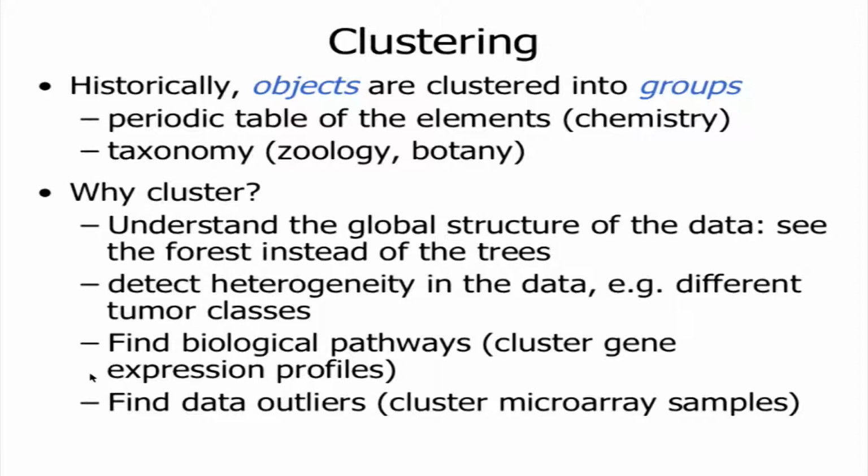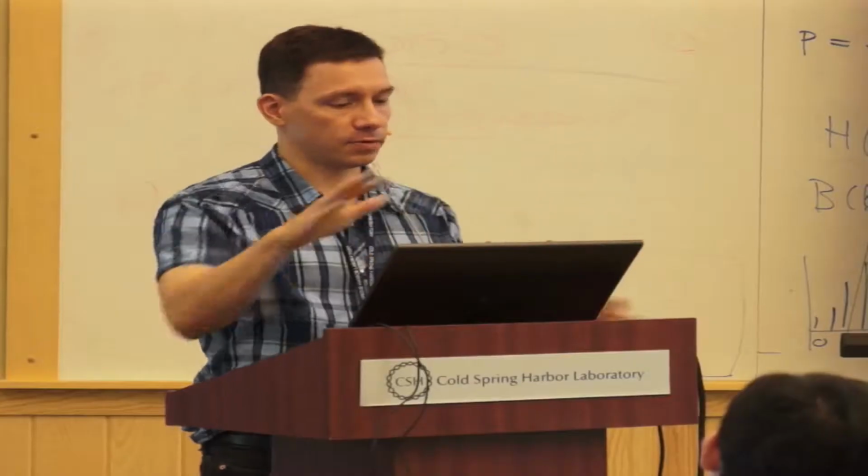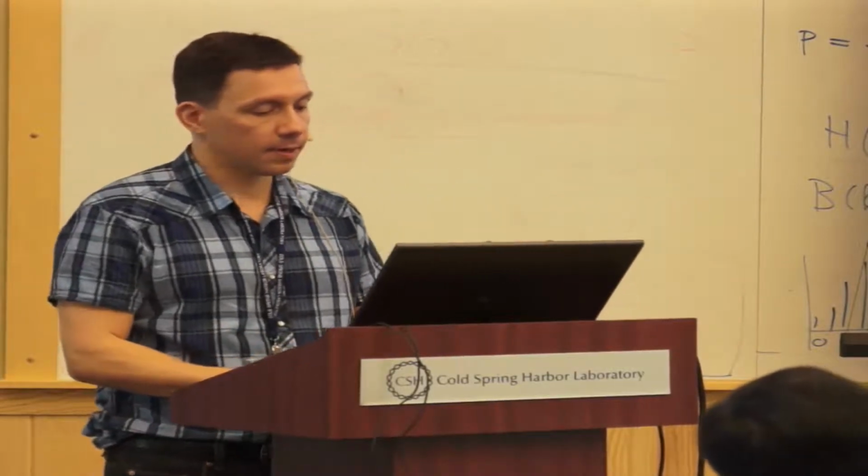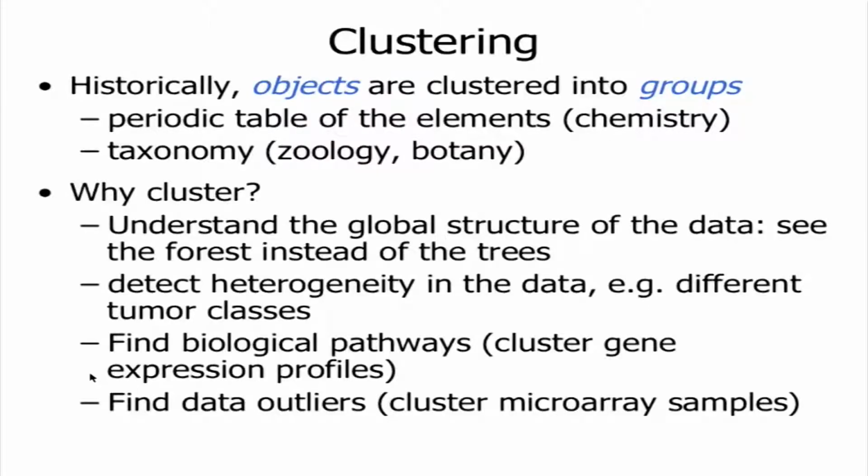But also, one can, of course, cluster genes. Let's say you have 50,000 genes, you can cluster them into different groups. Why? Because they may correspond to biological pathways or different cell types and so on. Another goal in cluster analysis is to find data outliers. Things that don't cluster together with other things may be outlying.